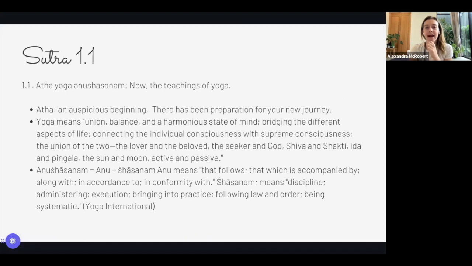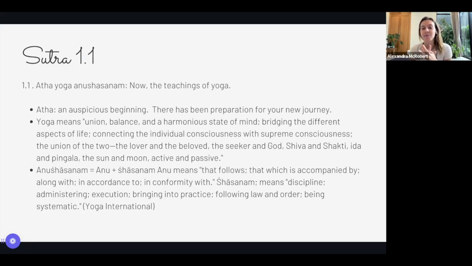Then I was going to show you what one Yoga Sutra looks like. This is Sutra 1.1, Atha Yoga Anushasanam, Now the Teachings of Yoga. Yoga Sutras are really short, probably for two reasons. One, because they didn't have computers or printers or scanners, so they were all written by hand. And two, because I think Patanjali wanted them to be brief so that people could remember them more easily. So they're super brief, one line, and there are several translations for every Sanskrit word.